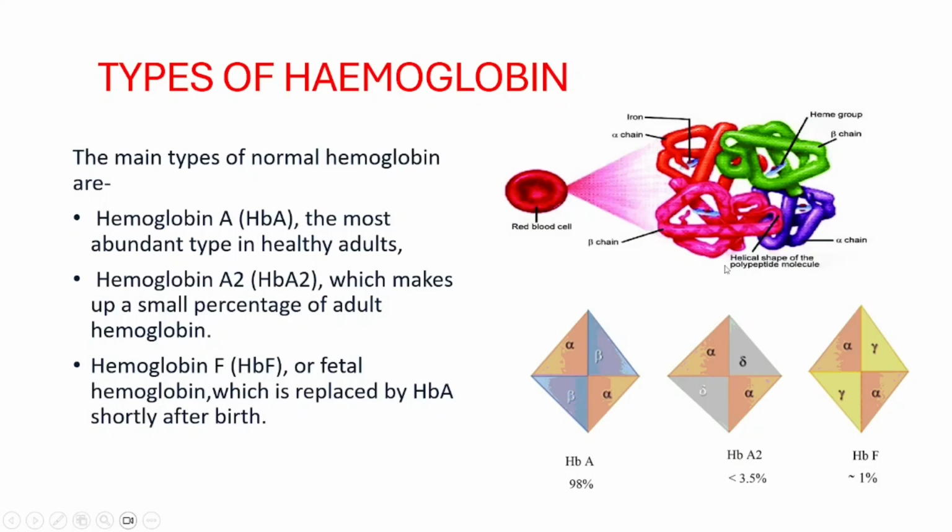The main types of normal hemoglobin are HbA, adult hemoglobin. Hemoglobin A or HbA1 is the major part of hemoglobin in a healthy adult. HbA2 makes up a small percentage of adult hemoglobin, almost 3.5% or less than 3.5%, and then HbF, fetal hemoglobin, approximately 1%. HbF is replaced by HbA shortly after birth. Yes, everyone has heard of adult hemoglobin, but have you met its cousin HbA2? Let us discover its role.